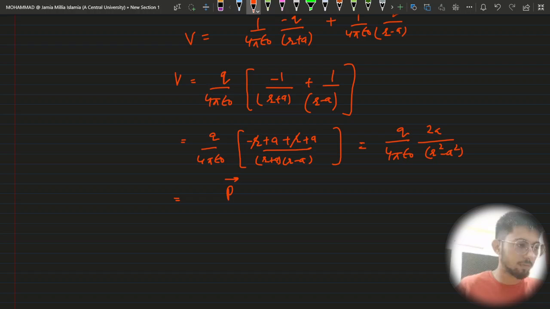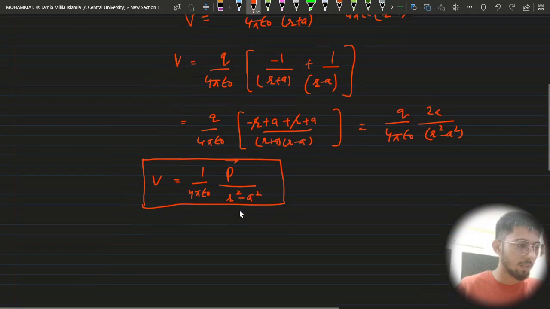Q into 2a is p, right? And then what we have is 1 by 4 pi epsilon naught, which was always there, upon r square minus a square. This is the potential.